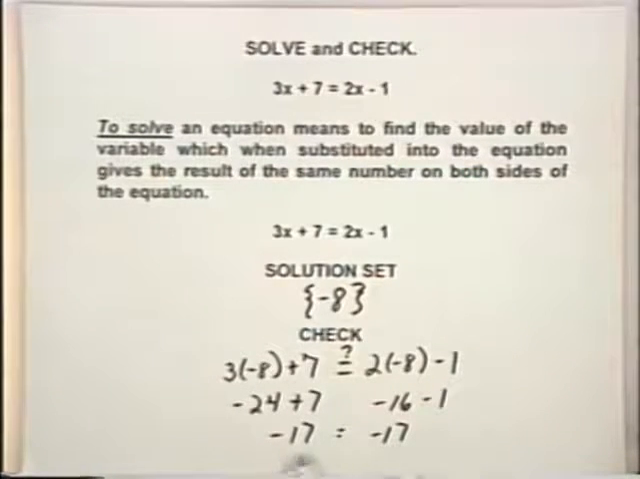Since we get the same number on the left as we do on the right when we substitute -8 in the original equation for each x, we know that -8 checks as the solution for the equation. We've talked about what we mean by solve and check. Is it important for us to recognize that an equation is a linear equation in one variable? The answer is yes, it is.